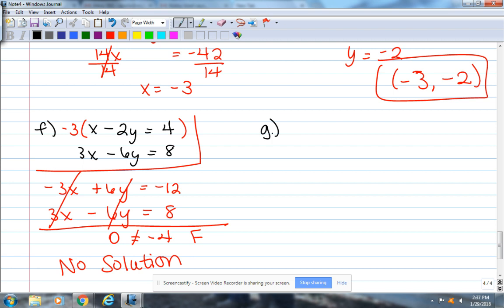Here's another one. We're going to do a little work on this one, but it's still not going to be as bad as normal. Okay. I think I want to eliminate my x's.